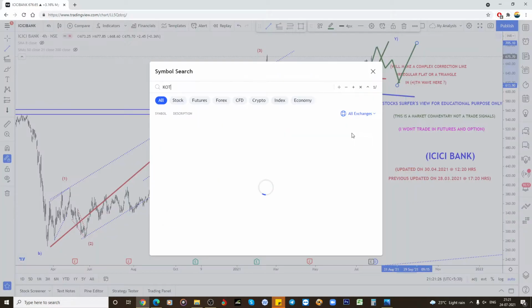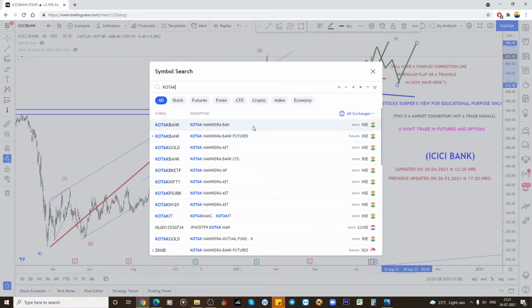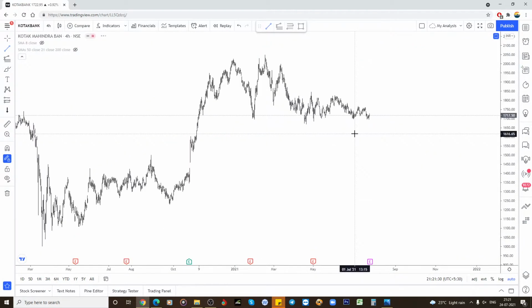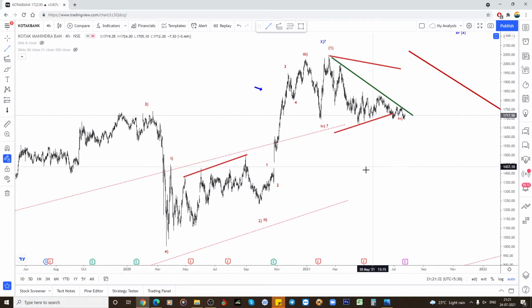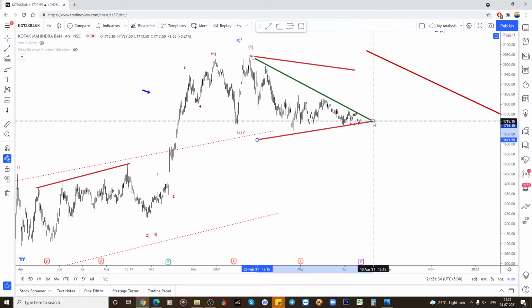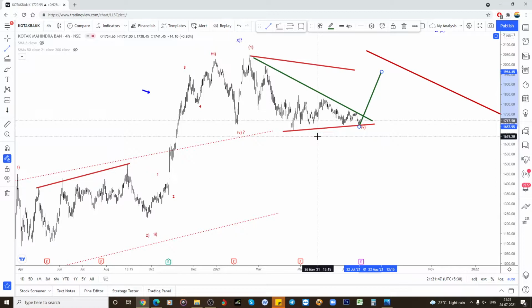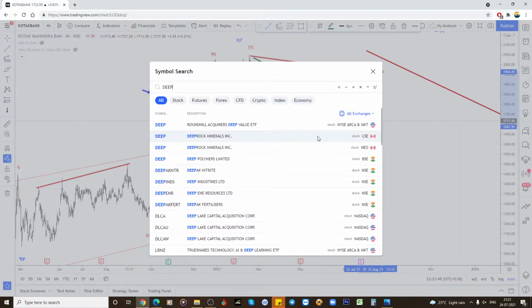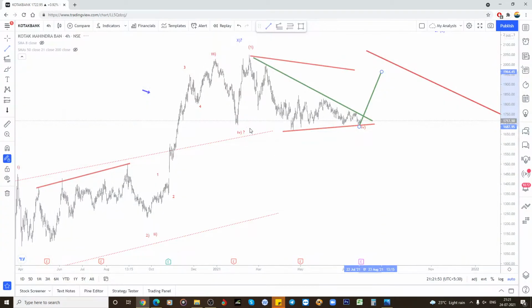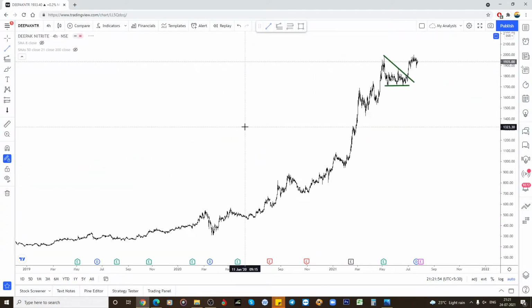So next is Kotak and HDFC. We will just move fast. Here also, see, it has not yet broken the previous low. So whether this could be a fourth wave, it's squeezing, right? So suddenly it can be like this. For example, I will show you in Deepak Nitrite. I just keep on watching that, and I have already done an analysis for this here.